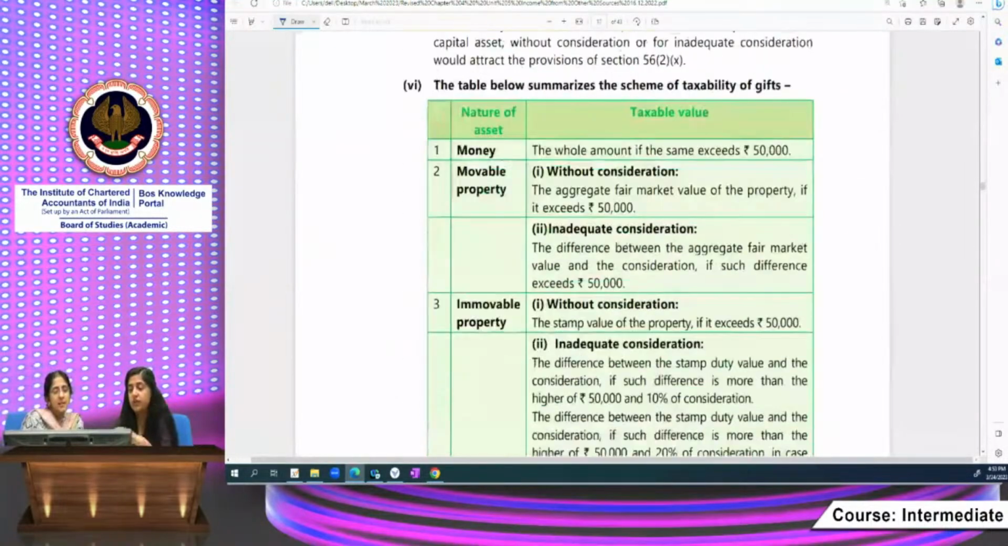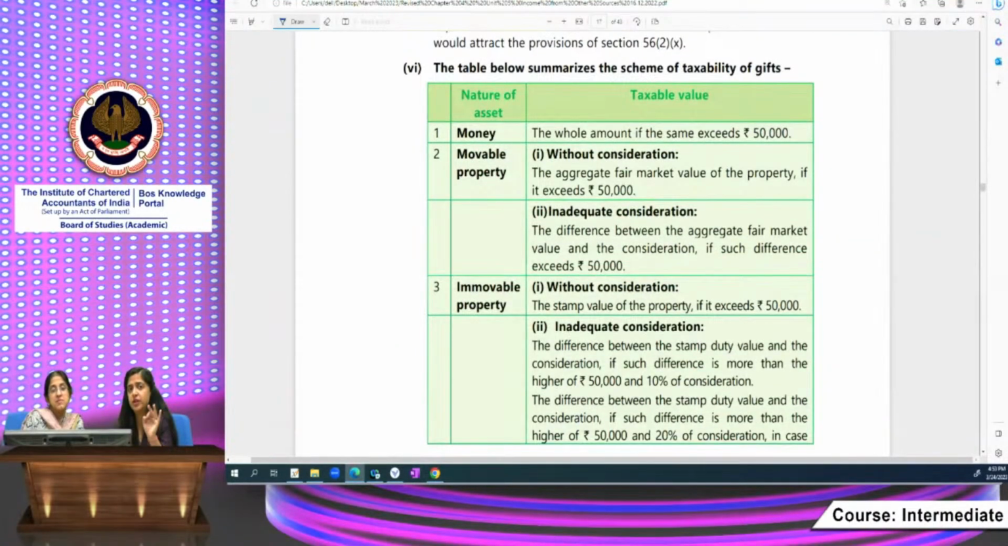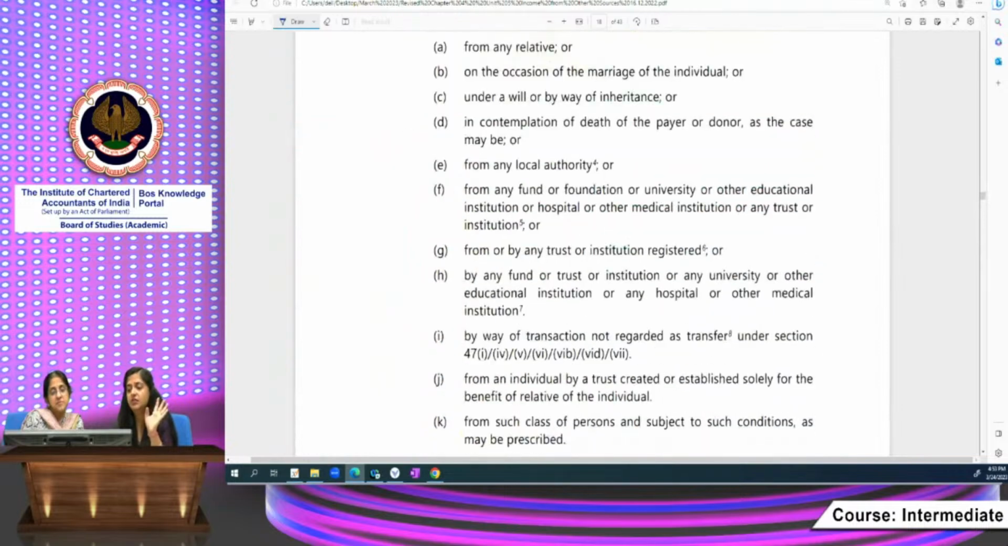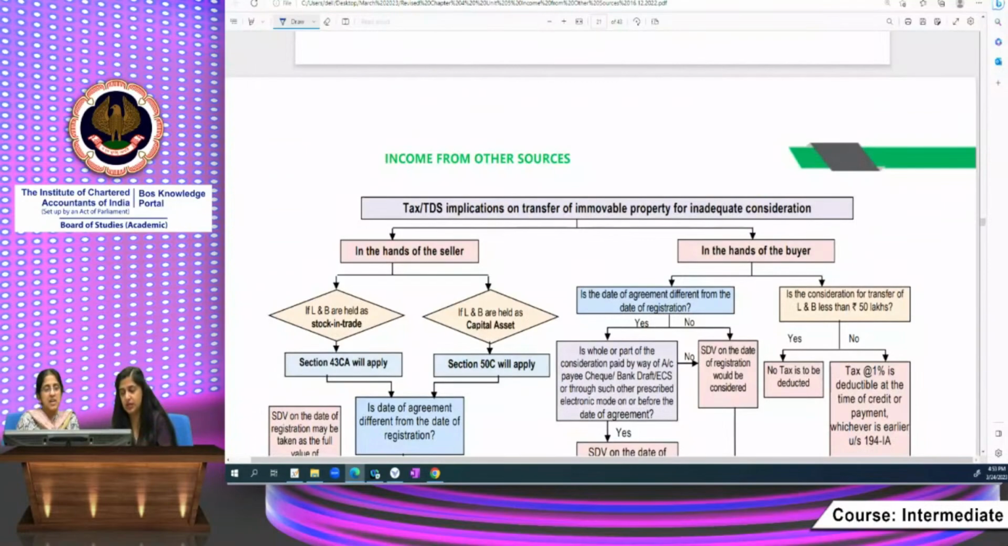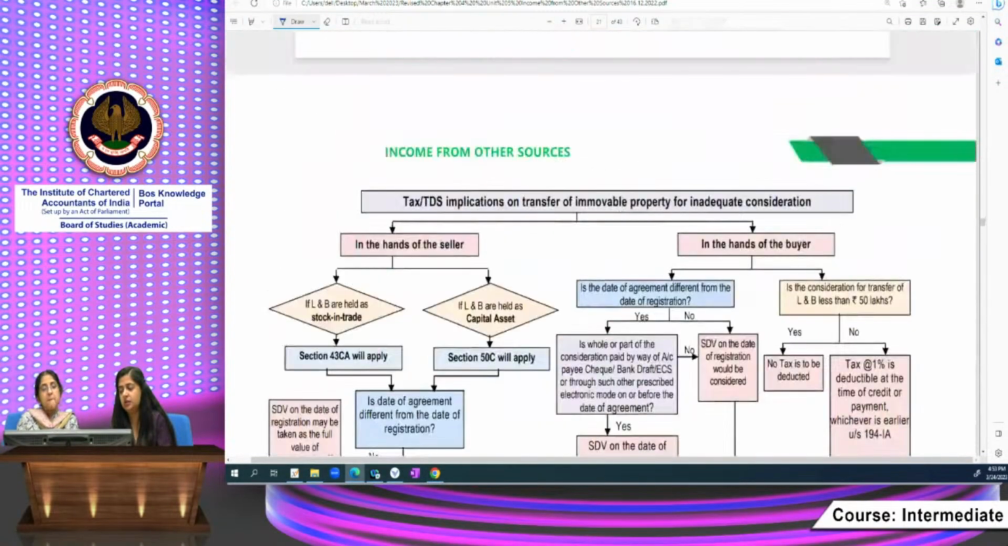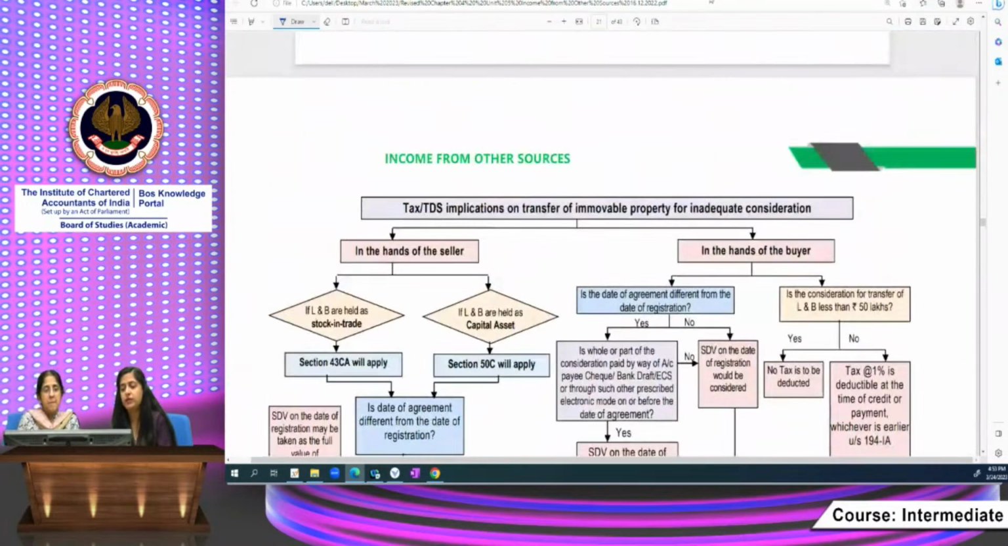But before that chart, please read 50C, 56(2)(x), 43CA, and TDS also. So you will get the holistic picture. This is the chart. So you can refer to this chart in your study material.